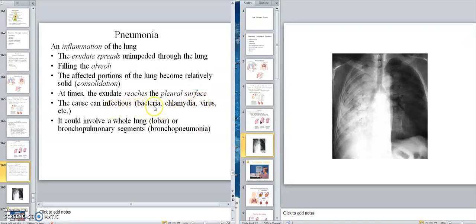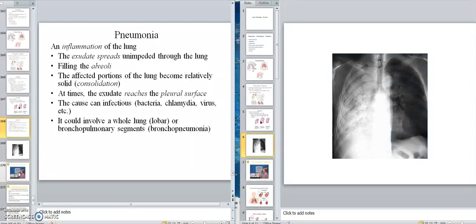This can cause infections, and the causes can be infectious: chlamydia, virus, and so forth, bacteria. It could involve a whole lung, or even one lobe, which we call lobar, or a bronchopulmonary segment, and that's called a bronchopneumonia. And we take an X-ray. Depends on the difference. You may have heard of walking pneumonia. That means it's not that bad and we can treat you with oral antibiotics. But if it's considerably bad, then you have to have intravenous antibiotics and other treatments also. All right. You'll get that when you get into a clinical program.